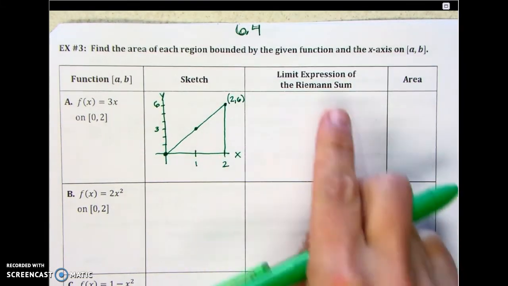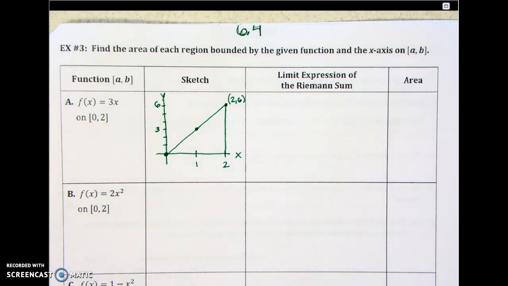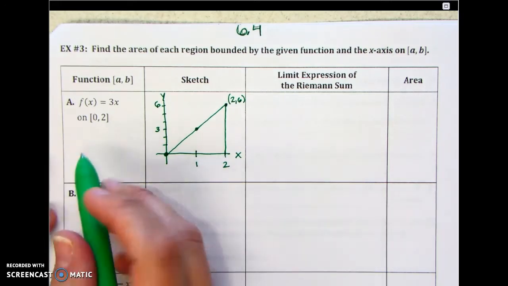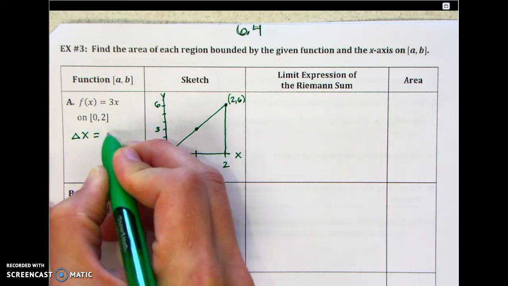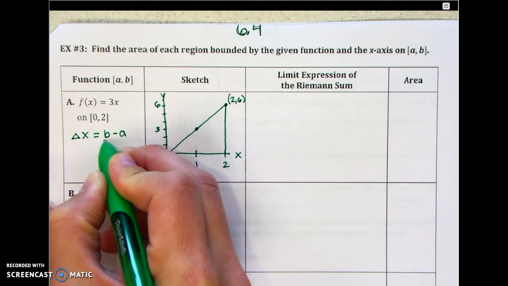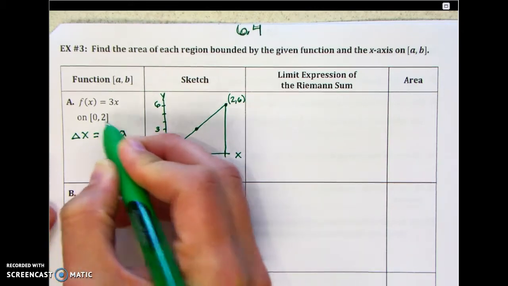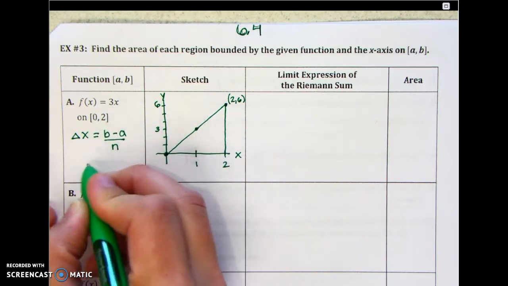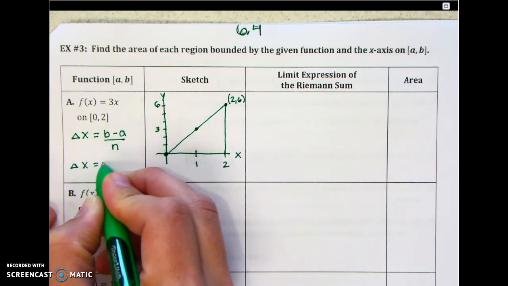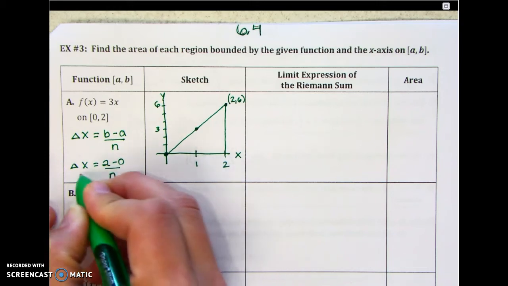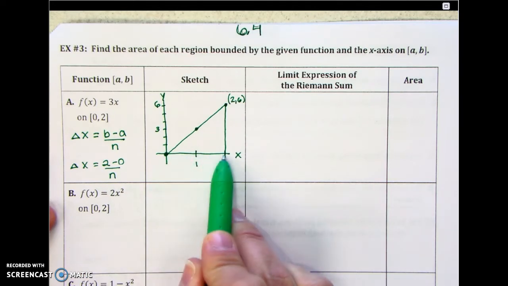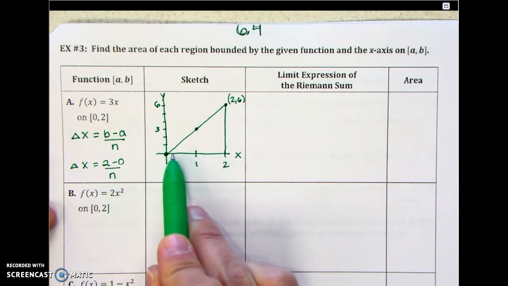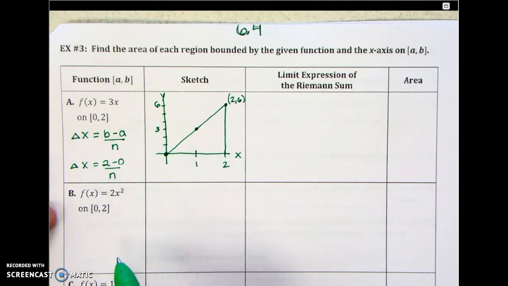Okay, here we go. What will the limit expression of this Riemann sum be? We have to build our pieces, okay? There's some space right here to build our change of x. So change of x, you guys, is always going to be b minus a divided by n. And your a and b are your interval. So 2 minus 0 over n. So what's our change in x? Our change in x is 2 divided by n. So you take this distance and you divide it by how many. N is the number of rectangles. And that tells you your change of x.